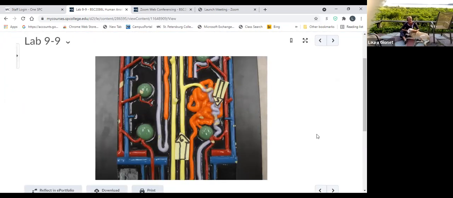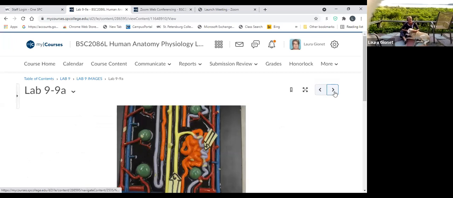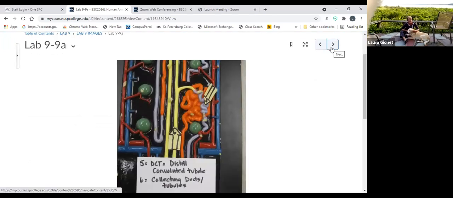Okay, so the more you keep looking at these, and then you use the exercises performed in lab to apply to these models. Okay, then we have lastly, because the ascending loop of Henle was in lavender here as well, we have the distal convoluted tubule and then the collecting ducts or the collecting tubules. What's secreted, what's reabsorbed? Okay, this is a good one too.